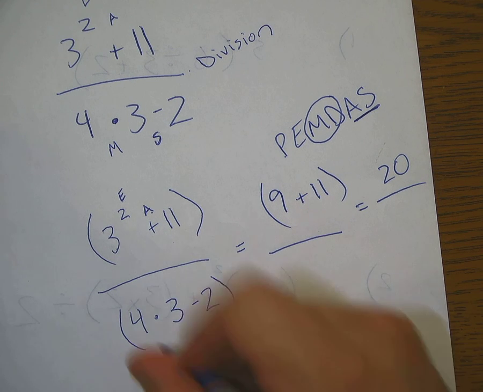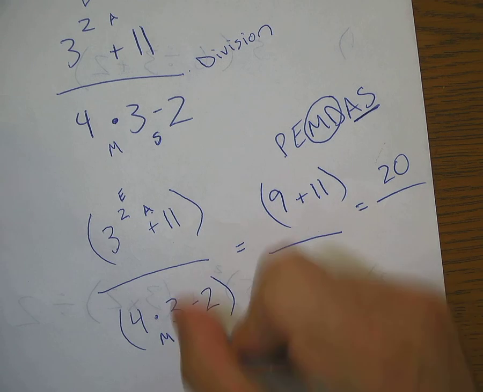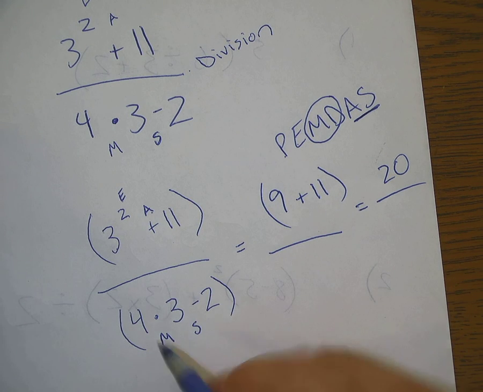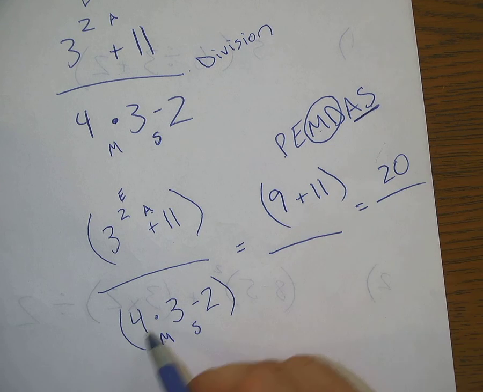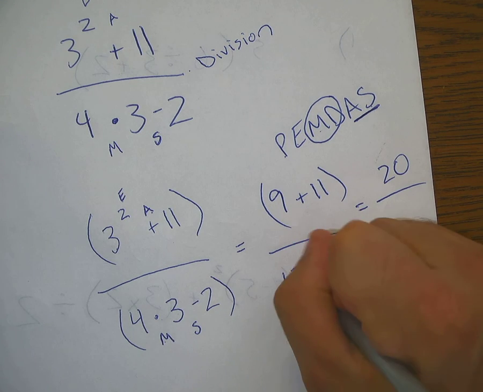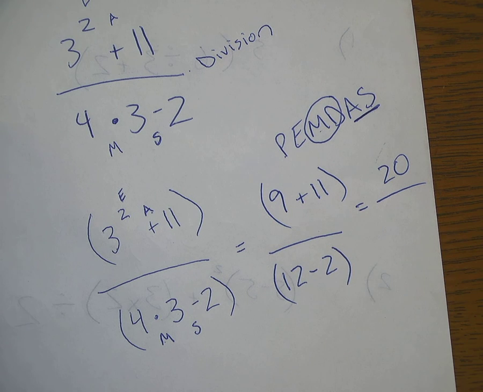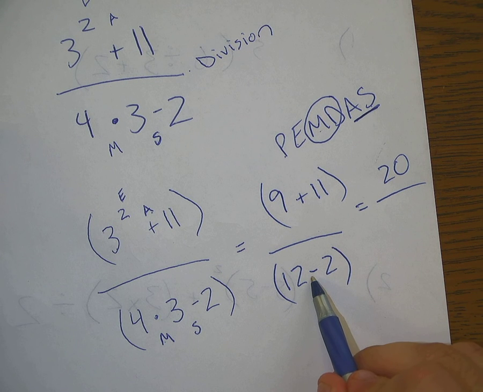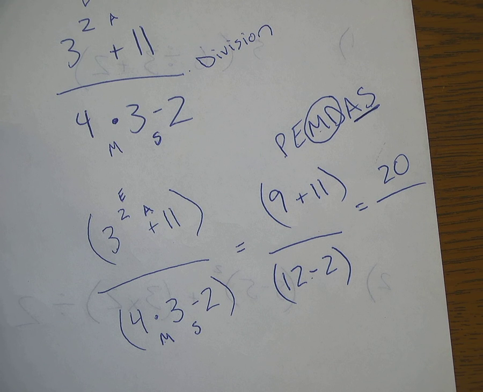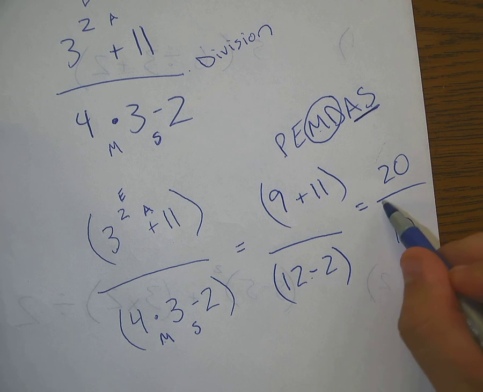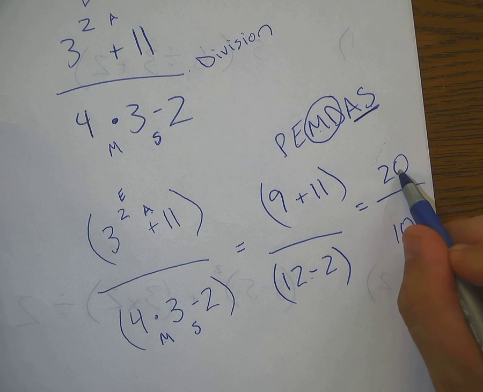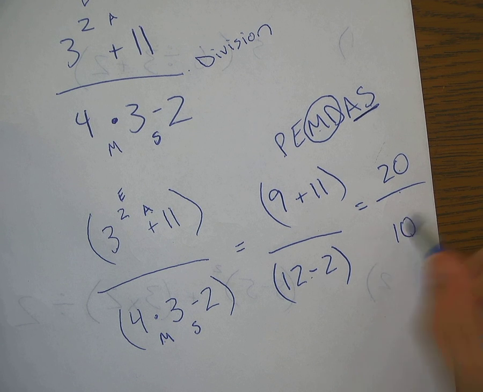Now let's do our denominator. We have multiplication right here, and we have subtraction. Well, multiplication comes before subtraction, so we're going to do 4 times 3. That's 12. And now we have minus 2, and that's our only operation in our denominator. 12 minus 2 is 10. Now, do I have any operations left? Trick question. Yes, we still have one remaining operation. This is our division sign. So 20 divided by 10 is 2.